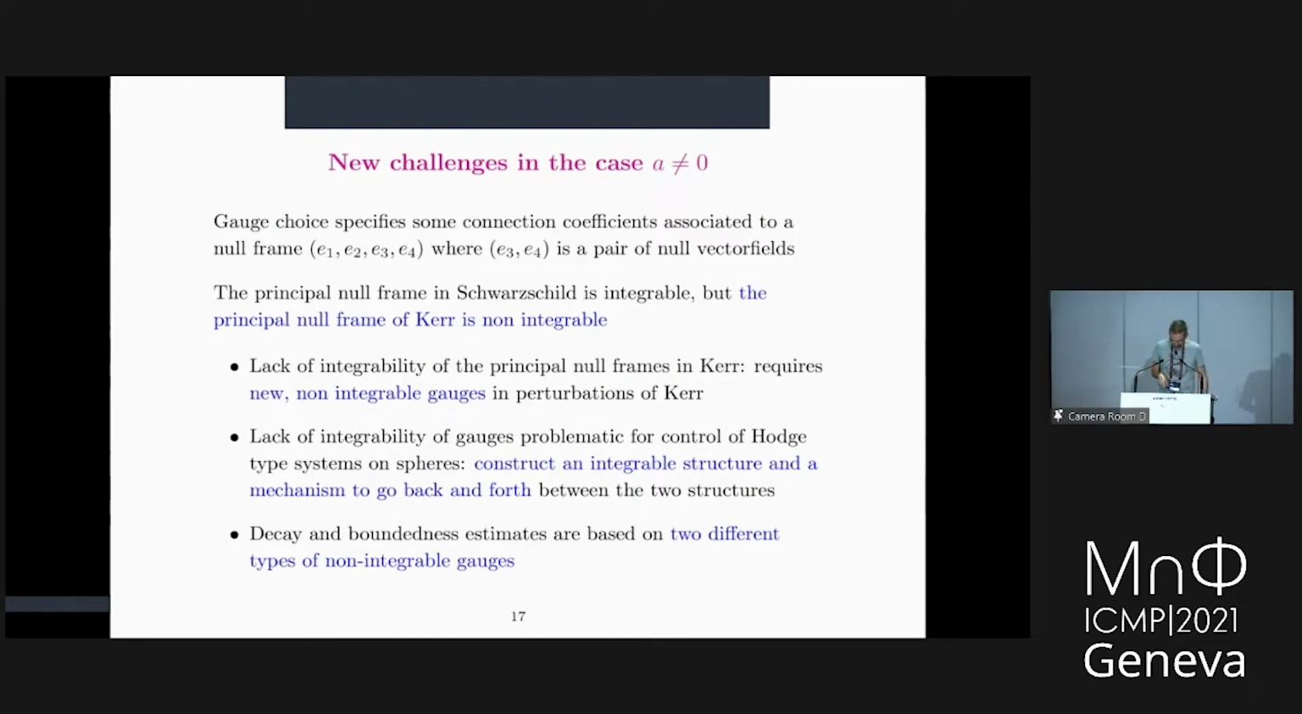And in fact, in the end, you work with three frames, with three structures: two non-integrable structures and one integrable structure, or two non-integrable frames and one integrable frame. And that's how you can move from zero angular momentum to non-zero angular momentum. At least that's it, if you want, for the main conceptual difficulties.